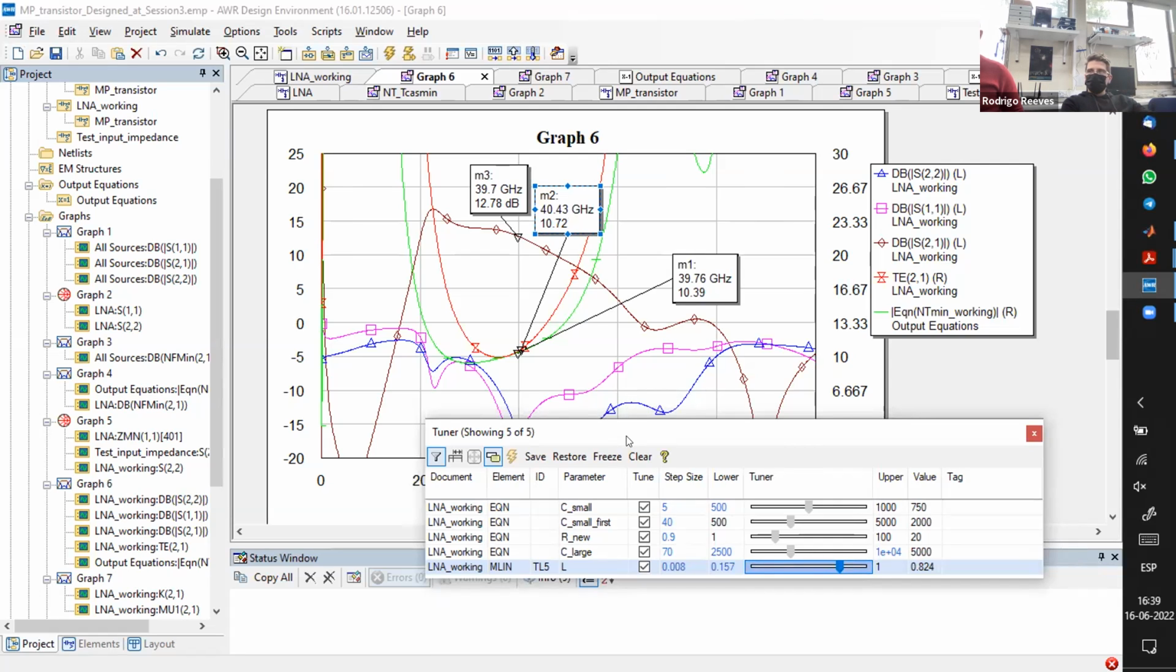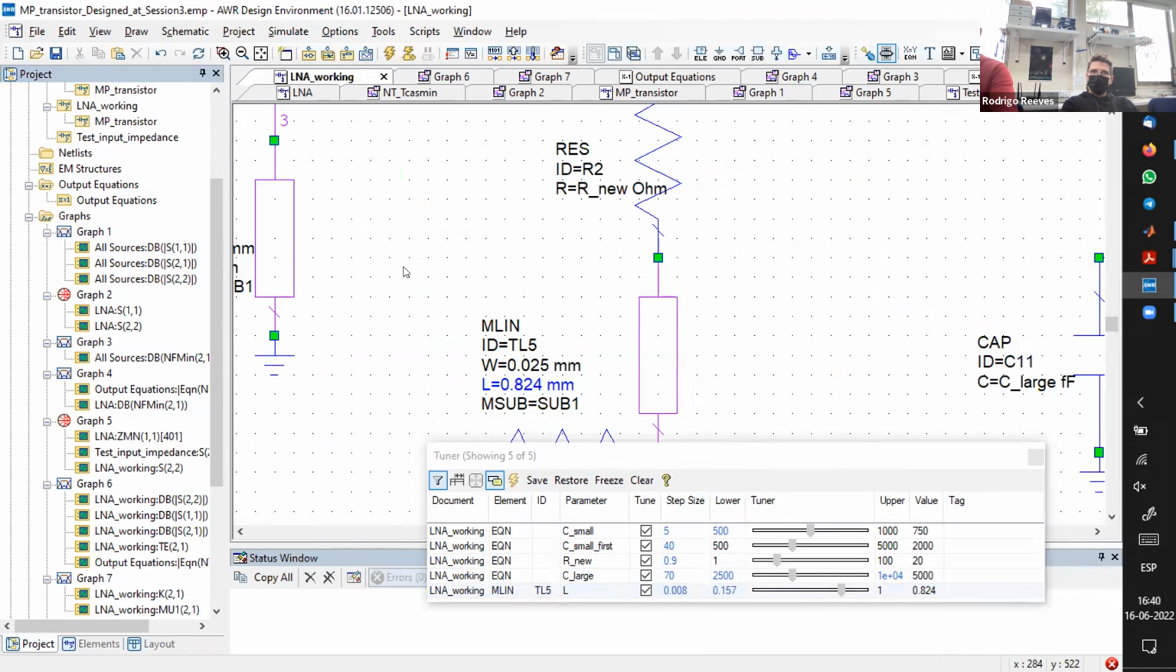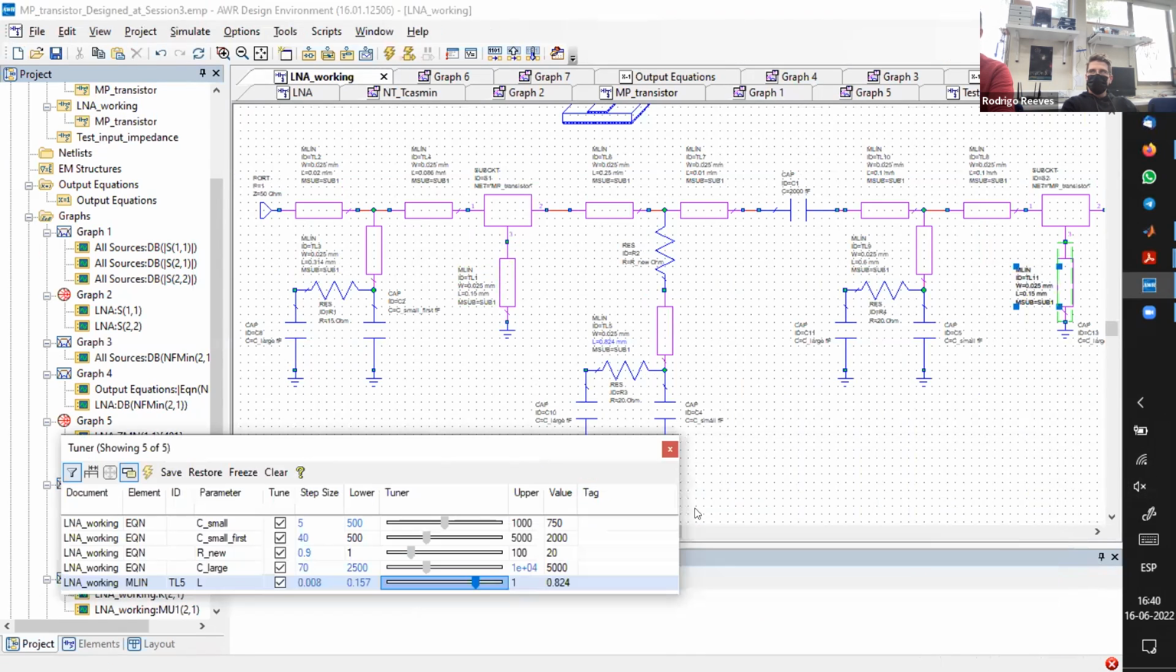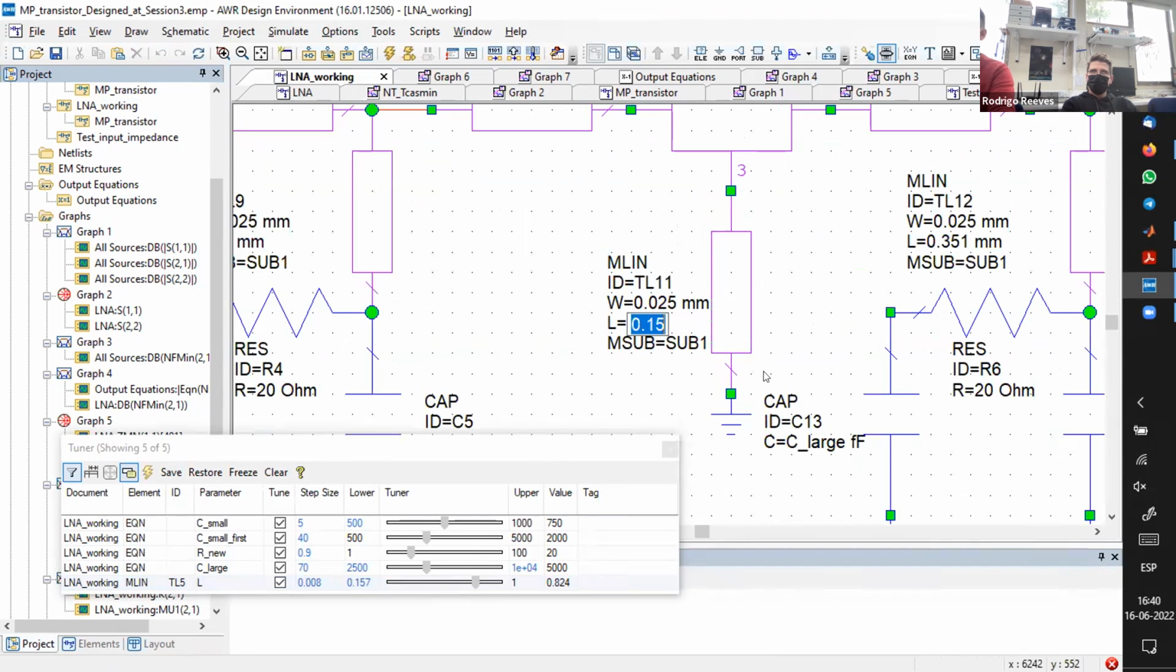What I also did is that I decreased the feedback of the second stage to get more gain out of it. So, the feedback of the second stage. But there we need to be careful since it affects the stability quite a lot. Too large.